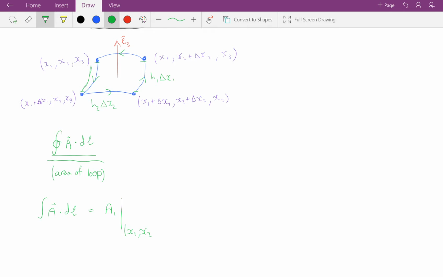x2, and x3. And because this is a really tiny piece of length, we're going to assume that the A vector is constant along that length, and we're going to multiply it by the length of the little piece, and that length happens to be h1 dx1, so it's multiplied by h1 delta x1.